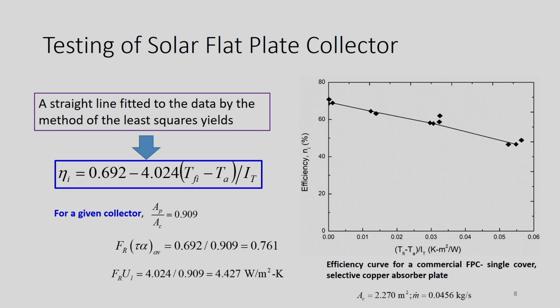So, let us take a commercial FPC, say this is the characteristics curve for a commercial FPC having a single cover and selective copper absorber plate, for which the area of the collector is 2.27 square meter and the mass flow rate is 0.0456 kg per second, right.